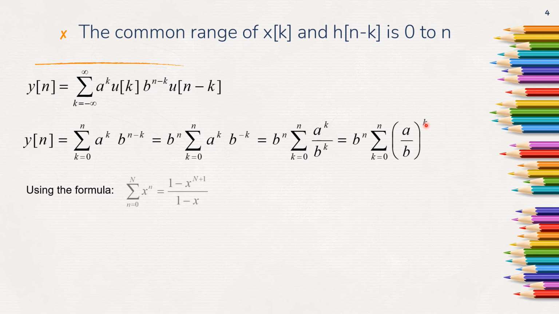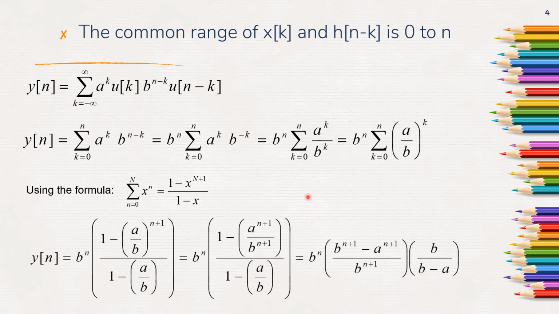Now I'll use this formula. What is the formula? Summation of n is equal to 0 to N, x power n is nothing but 1 minus x the whole power N plus 1 by 1 minus x, right? So that is the formula we are going to make use of. Now the sequence is very similar to this. Summation of k is equal to 0 to n. Instead of capital N, I have a small n, and x power k, where x is a by b now, right? So I'm going to apply this formula.